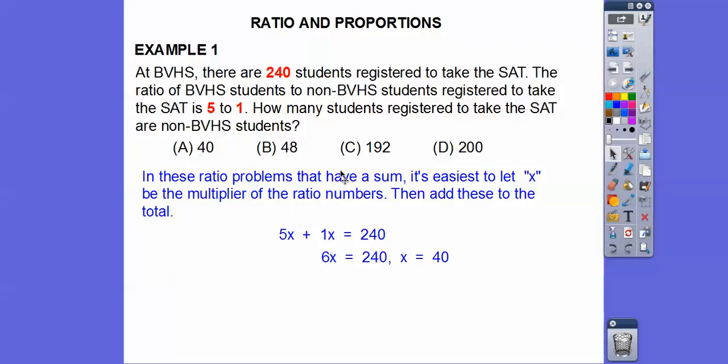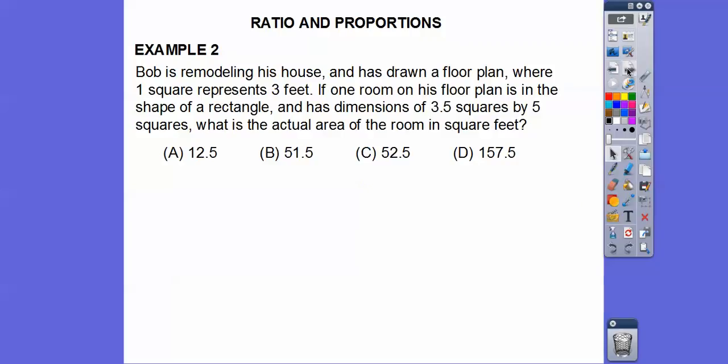Now, if it said how many were BV kids, I'd have to do 5 times 40, because this is the BV kids right here and this is the non-BV kids, so that equals 240. So 5x would be how many BV kids, but the question's how many non-BV kids, so that's just x. So be careful, you guys. Typically on x kind of problems, x is not the answer. It is here, but it usually isn't. So just watch out if you come up with an x problem.